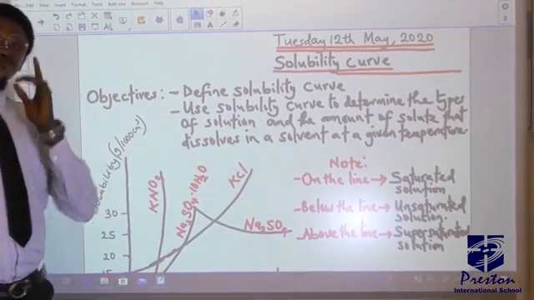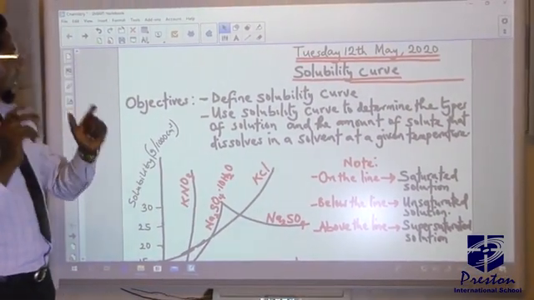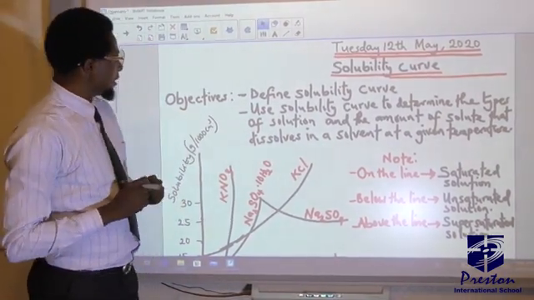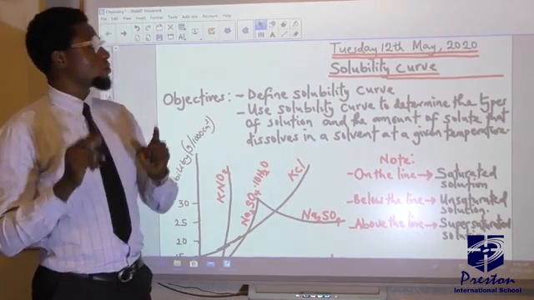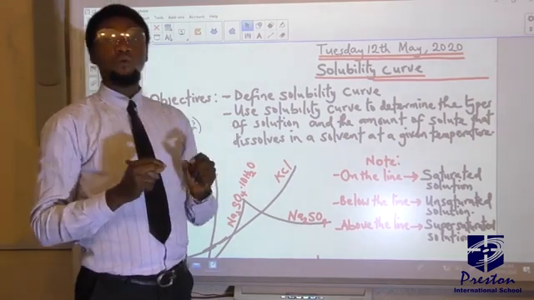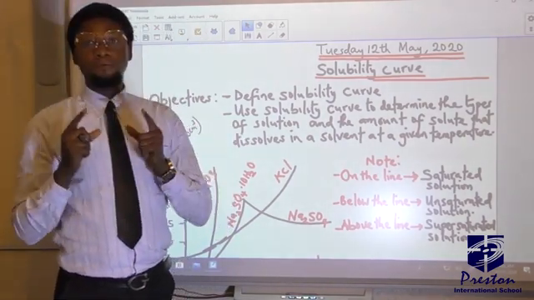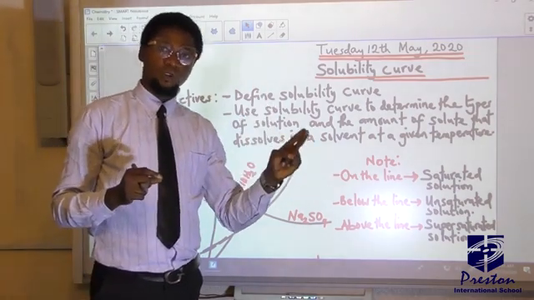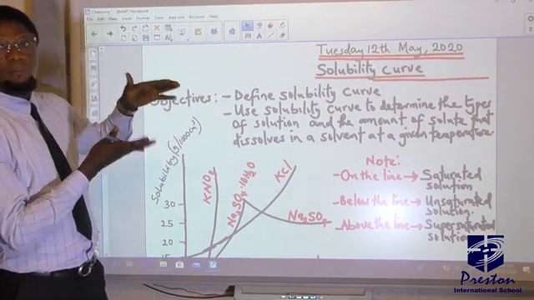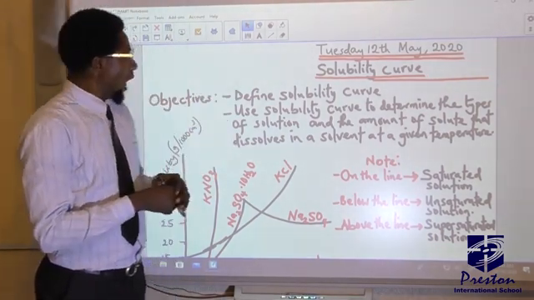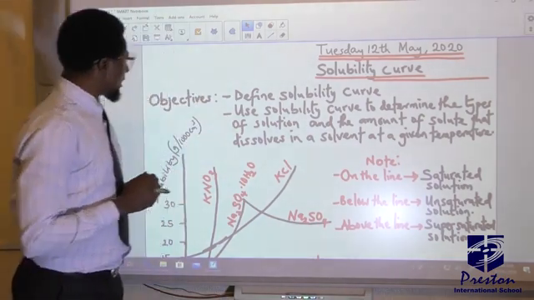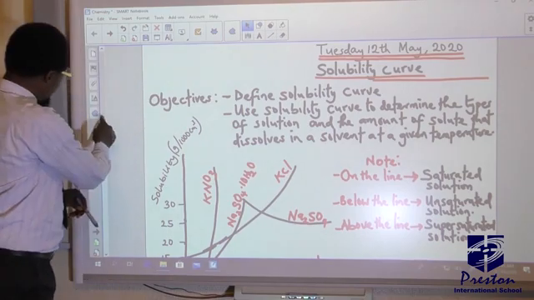In this topic, I expect every student to be able to define what a solubility curve is and also use it to determine the types of solution we have. Don't forget, in our last class, we spoke on the types of solution as saturated, unsaturated, and supersaturated. So we can use the solubility curve to determine which type a particular solution falls on. Now let's look at a typical example.